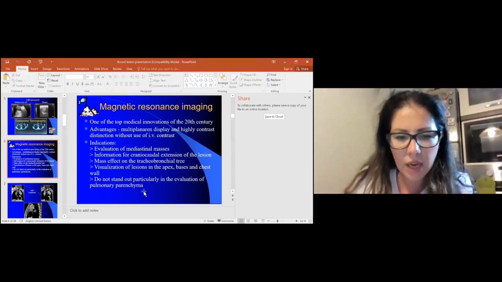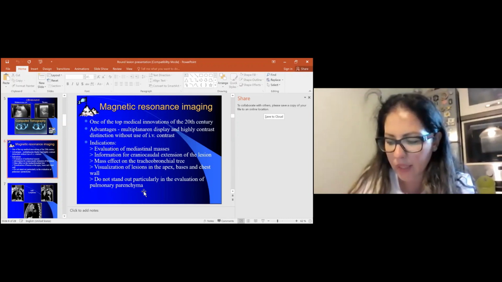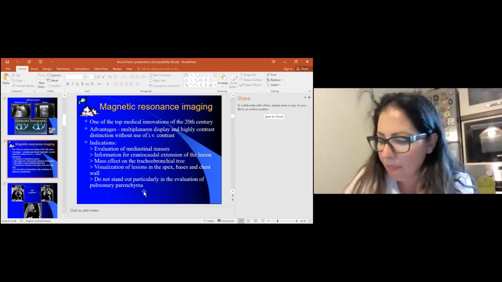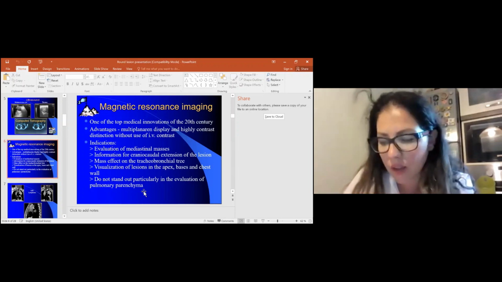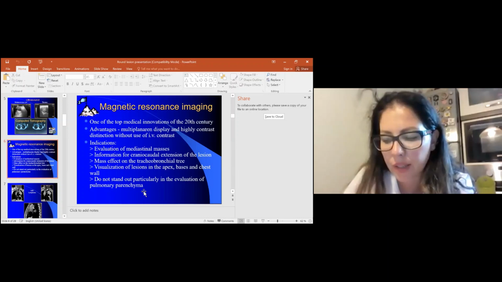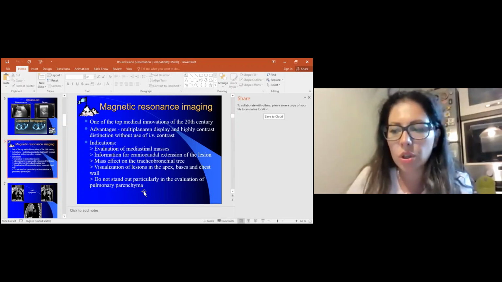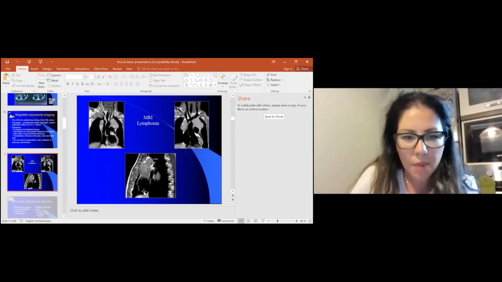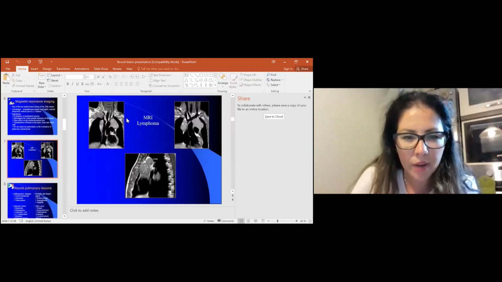It does not stand out particularly in the evaluation of pulmonary parenchyma, but as I said, the main advantages in evaluation of lung diseases include differentiation between vessels, mediastinal fat tissues, and soft tissues, which is also important for the whole mediastinum. This is MRI in lymphoma.